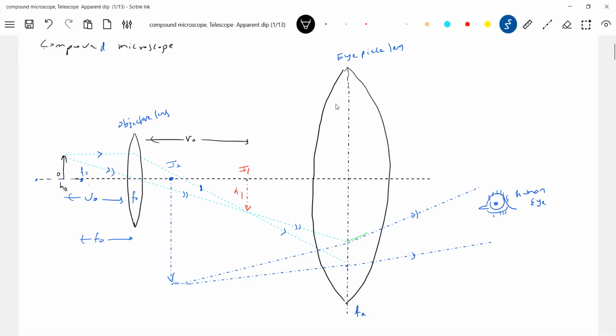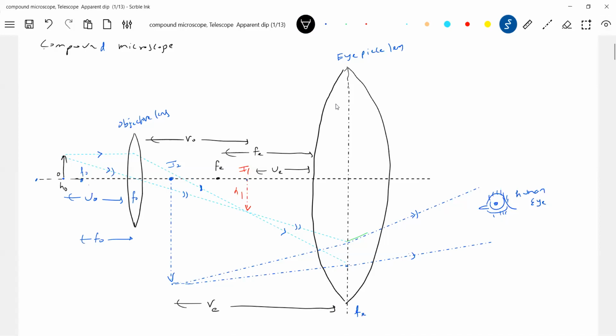For it to be virtual, this should be the focal length of the eyepiece. So this is fe, and this is ve. Sorry, this is ue and this is ve. The distances measured from the objective, I'll write v naught, u naught. The distances measured from the eyepiece, I'll write ve and ue.